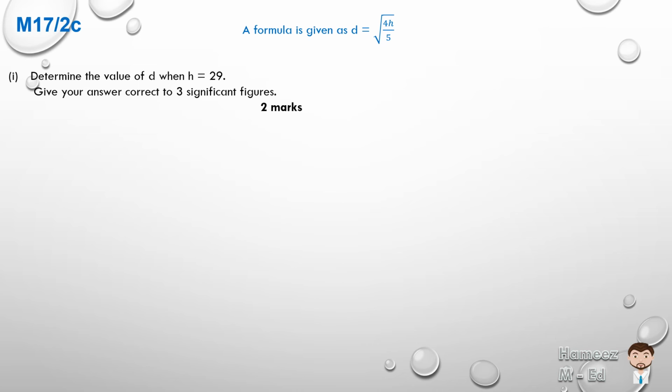So let's rewrite the formula. D is equal to the square root of 4h over 5. Let's take a couple of seconds and think about what we need to do here.